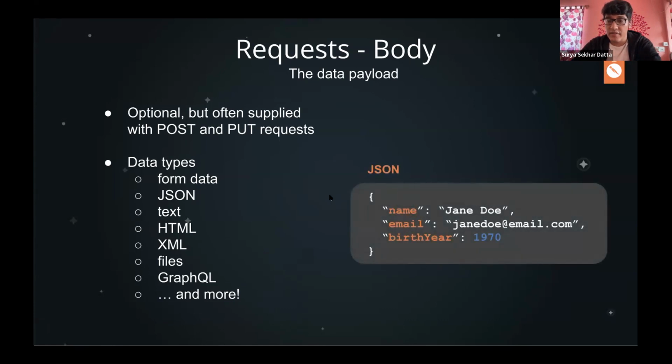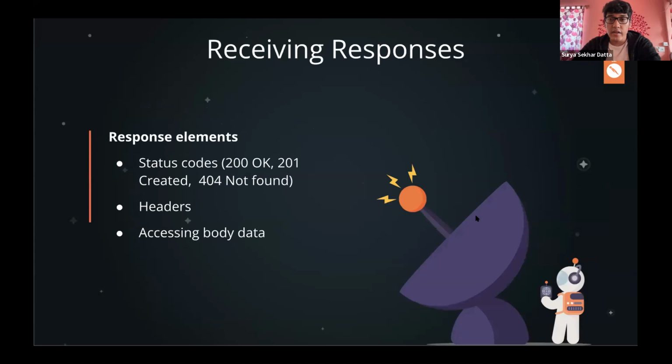Here's an example of a JSON file. A JSON file is basically key-value pairs. There is a key, that is a name, and the value that can change is the name of the user, the email of the user, the birth year, for example. And when you send something to the server, it would respond back using status codes.